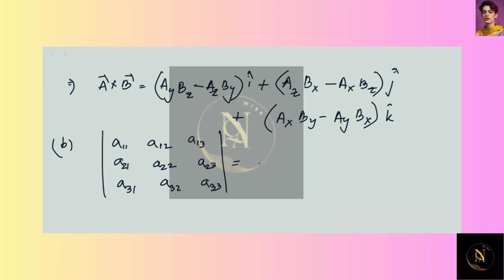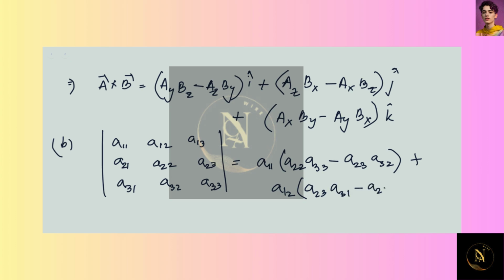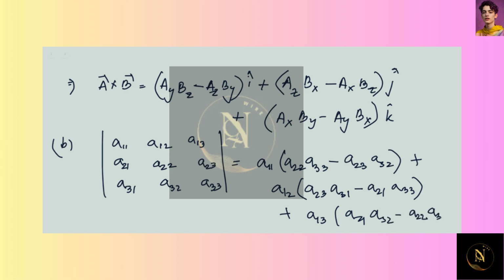And the determinant of this will be equal to plus A13 times A21, A32 minus A22, A31. Now we apply this pattern to evaluate A cross B using the determinant rule.